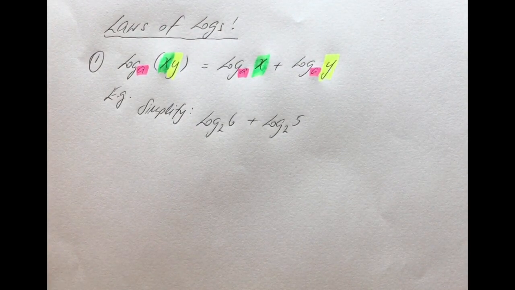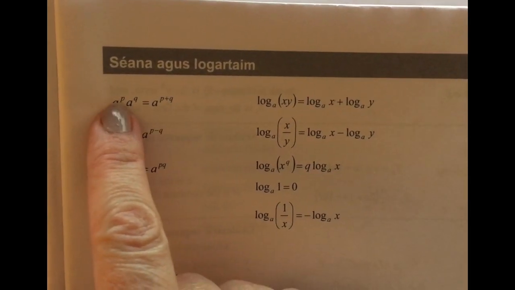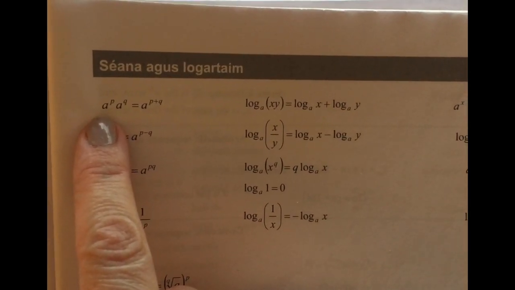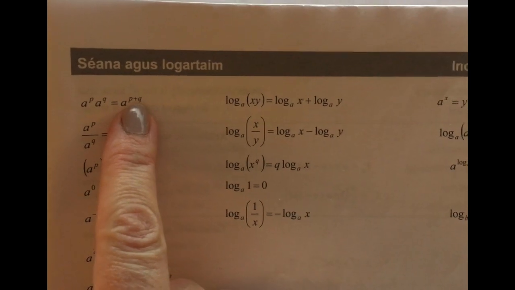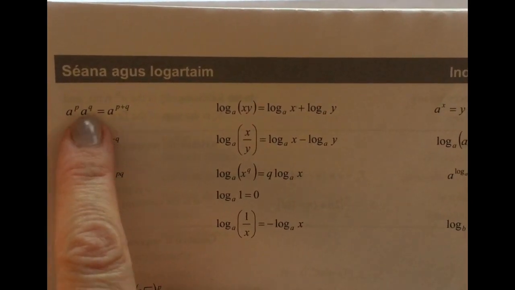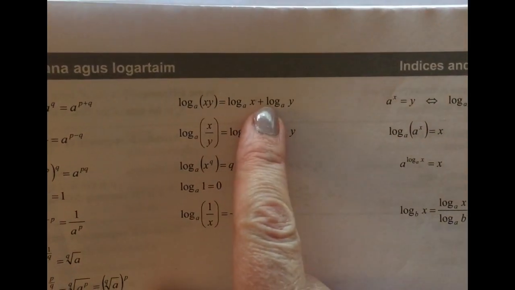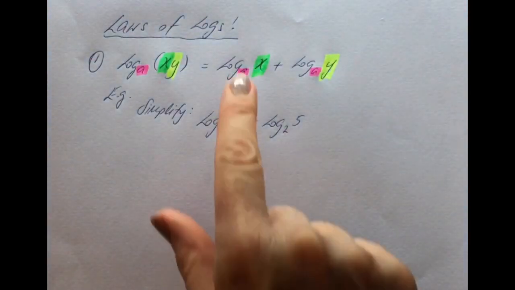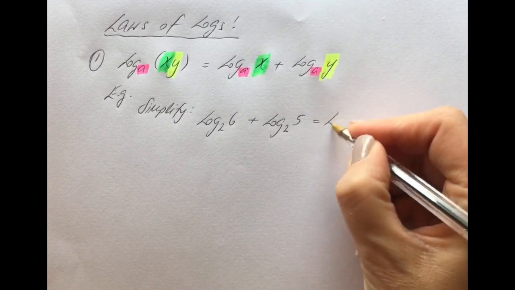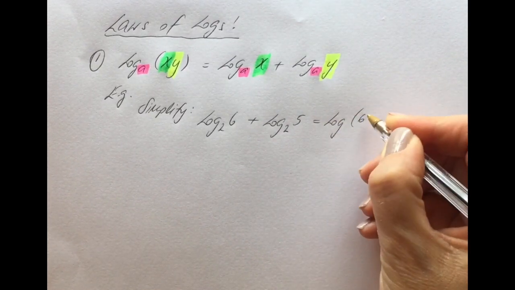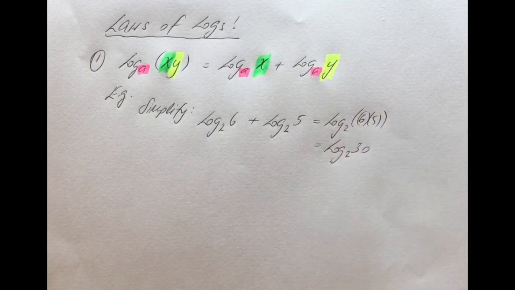It's very similar to the fact that when we were dealing with the laws of indices, again, you couldn't simplify unless it was the same thing being raised. Like here it's a to the power of p times a to the power of q, and that's why we can get a to the p plus q. It's very important that you have the same number being raised. You can only apply this law if you have the same base. So these are the same. In this case, these are the same. So what I can do is that is equivalent to the log of 6 times 5 in the base 2, which of course is equal to log 30 in the base 2.